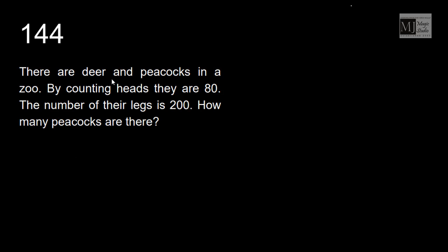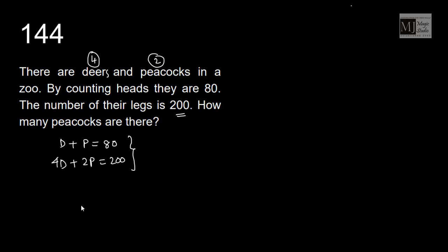There are deers and peacocks in a zoo. By counting heads, there are 80. So I can have D plus P equals 80. The number of their legs is 200. Deers are 4-legged animals and peacock is a 2-legged bird. So I can say 4D plus 2P equals 200.